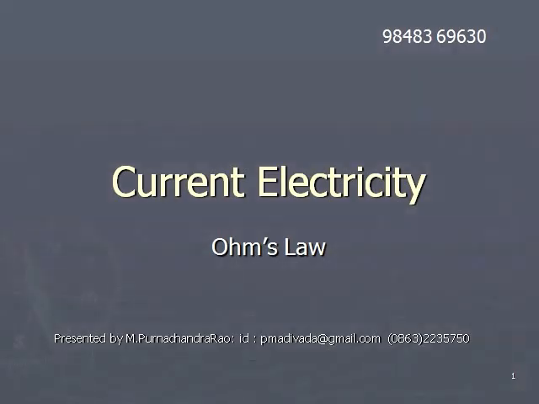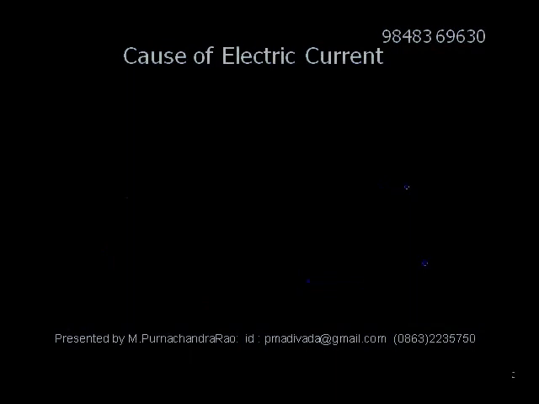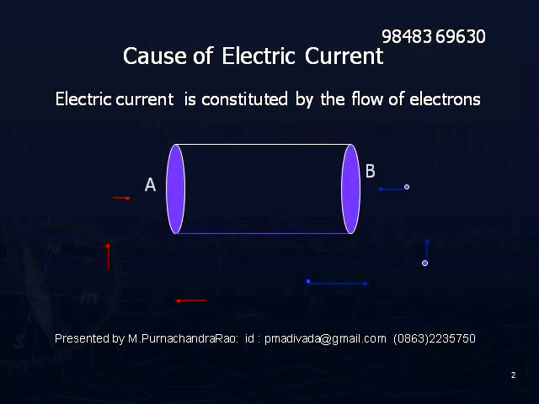Current electricity. In this chapter, first we go through Ohm's law. Electric current. Electric current is constituted by the flow of electrons in a conductor.